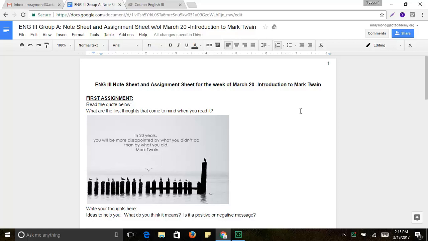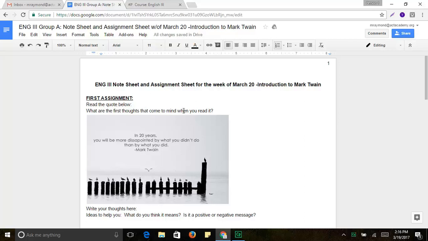Hi class, so this will be the worksheet for the week of March 20th, and you will be completing the puzzle piece lesson in addition to this. So again, you're going to be completing the Introduction to Mark Twain puzzle piece lesson and this worksheet for the week of March 20th. The goal of this video is to explain to you what is expected of you for the worksheet.